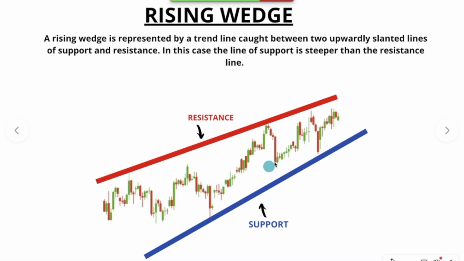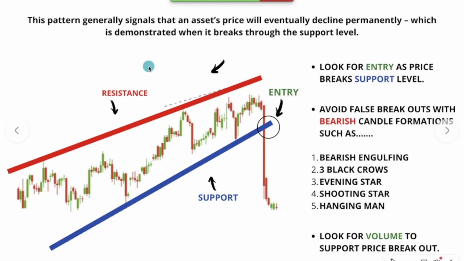So looking at the rising wedge some more, this pattern generally signals that an asset price will eventually decline permanently, which is demonstrated when it breaks through the support. Like it says, you will have a consolidation period between a resistance and a support level, to where you're not really seeing any breakout. It looks as if the price is trying to break to the upside, but it's really having a hard time doing so. And eventually you'll see that price starts to break the support.